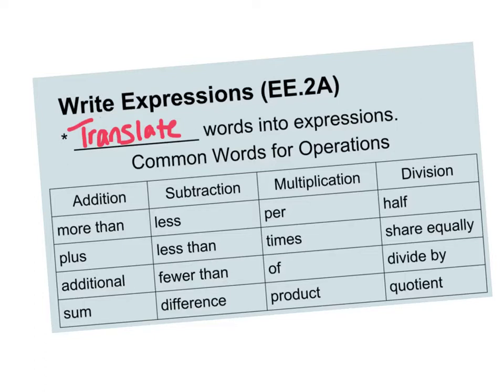Some common words for operations, to give you some clues, for addition would be more than, plus, additional, sum. Subtraction: less, less than, fewer than, and difference. Multiplication: per, times, of, we've talked about a few of these, product. Division would be half, share equally, divide by, quotient. So these are some key words that you need to use to help yourself, but also to put in your brain to remember instead of just having to go back and look at this all the time.